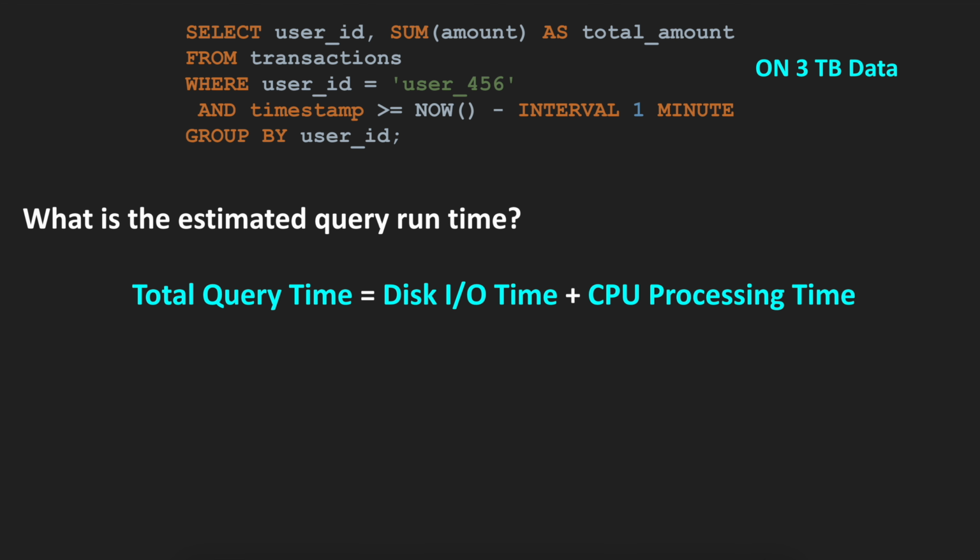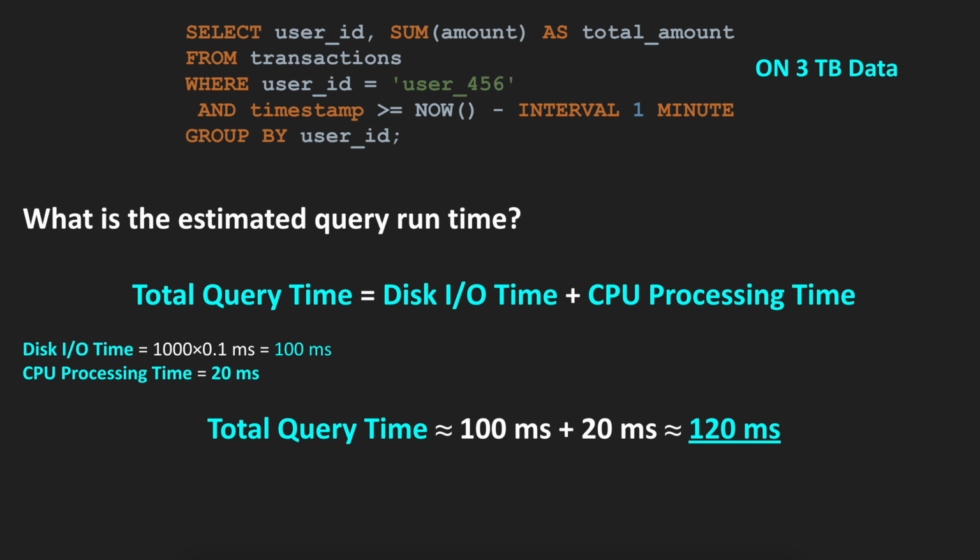Considering all that, the total query time is the disk IO time plus whatever time we need for CPU processing. For the disk IO time, assuming that each query generates 1000 IO operations due to index lookups and data retrieval, and the average IO latency, in this case using an NVMe SSD, is around 0.1 millisecond per IO operation, we multiply 1000 by 0.1, which gives us 100 milliseconds, and the CPU processing time is 20. So the total query time is 100 milliseconds plus 20, which gives us 120 milliseconds.